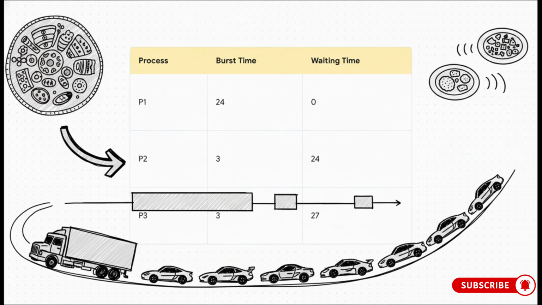They're tiny little tasks. They only need 3 milliseconds each. But since they got in line behind the big one, P2 has to wait the full 24 milliseconds just to start. And poor P3 has to wait for both of them, so it's waiting 27 milliseconds. The average wait time here is just terrible. This is called the convoy effect. A bunch of fast little cars getting stuck on a 1-lane road behind one giant slow-moving truck.